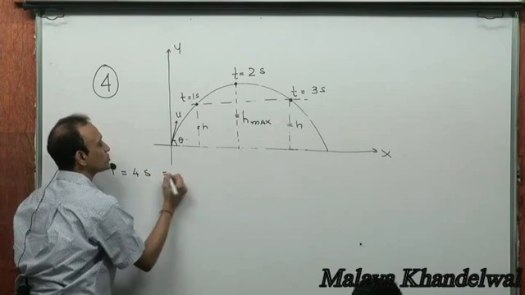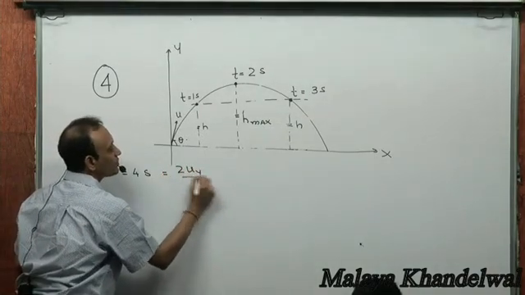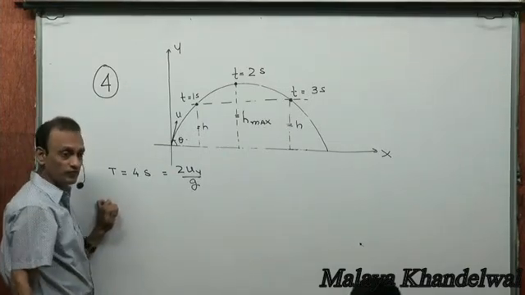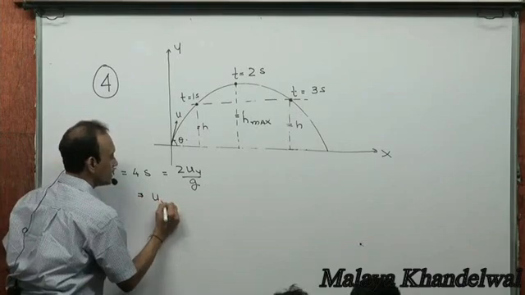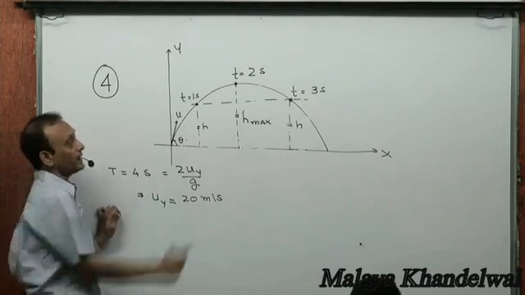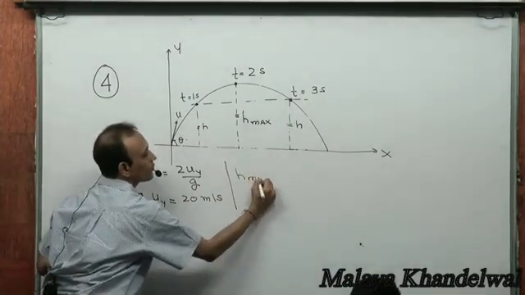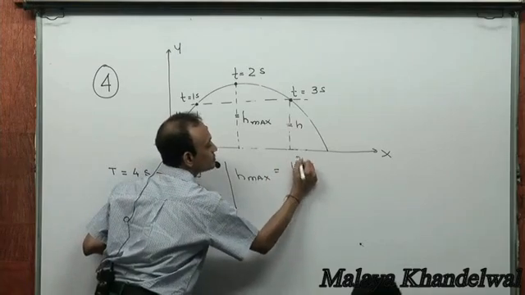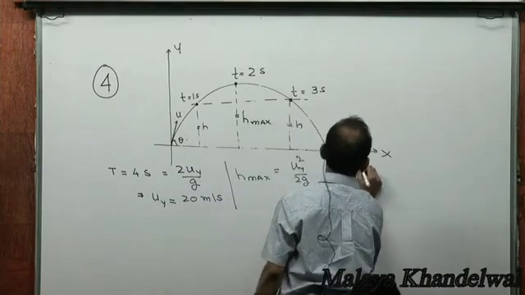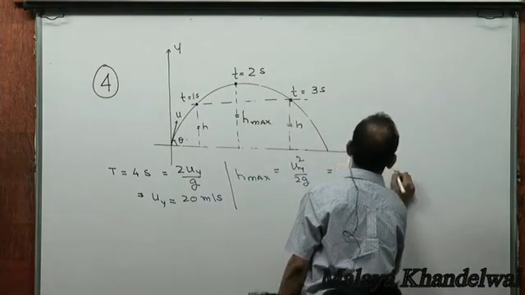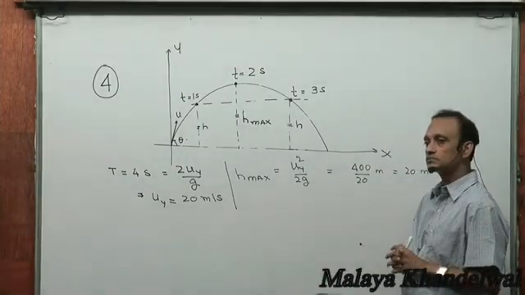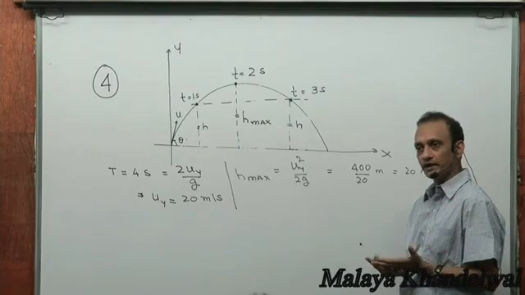But the total time of flight is what? 2 times the initial vertical velocity by g, right? That is 4 seconds. That gives me uy equal to 20 meters per second. And h max therefore would be uy squared by 2g, which is 400 by 20 meters. That makes it 20 meters. Yes or no? I hope all of you got it right, right?